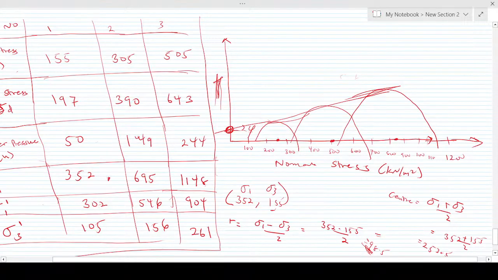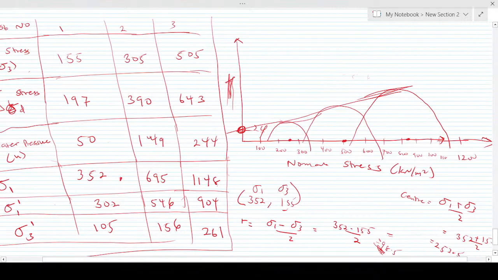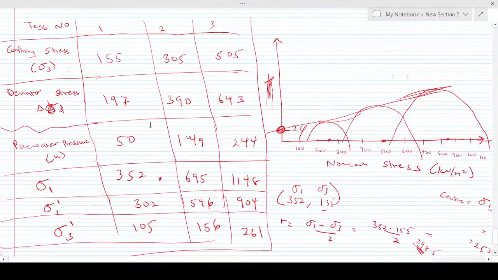Now you plot for the effective stress. But this time around, I'm going to use short dash lines to plot for the effective stress, but with the same idea. So the effective stress is the one with the prime. So you're going to plot these two. So for your first one, we are going to do it for the effective 302 and 105. So 302 here, 105 here.